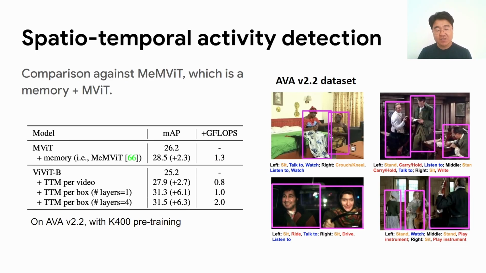We confirm this with another dataset, AVA dataset, where we are forced to do spatiotemporal localization. Compared to the previous way of utilizing the memory, Token Turing Machine definitely showed superior performance.